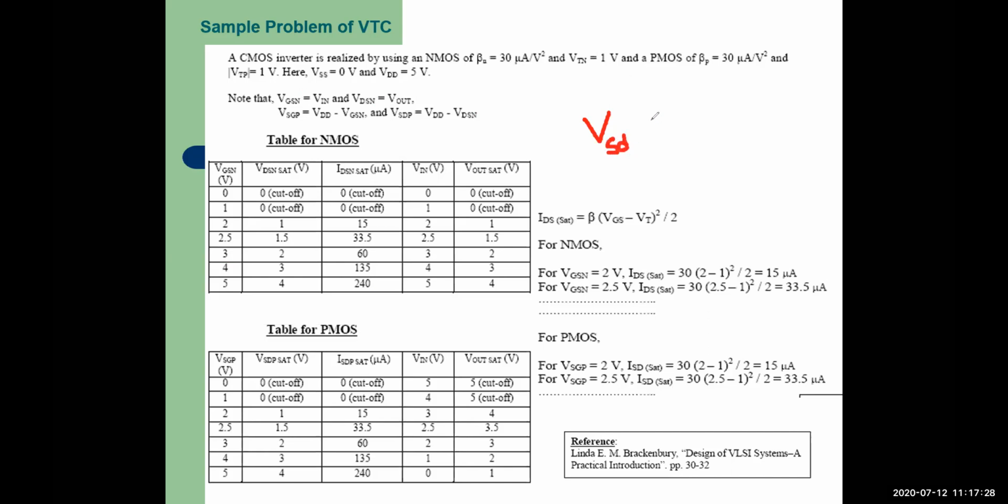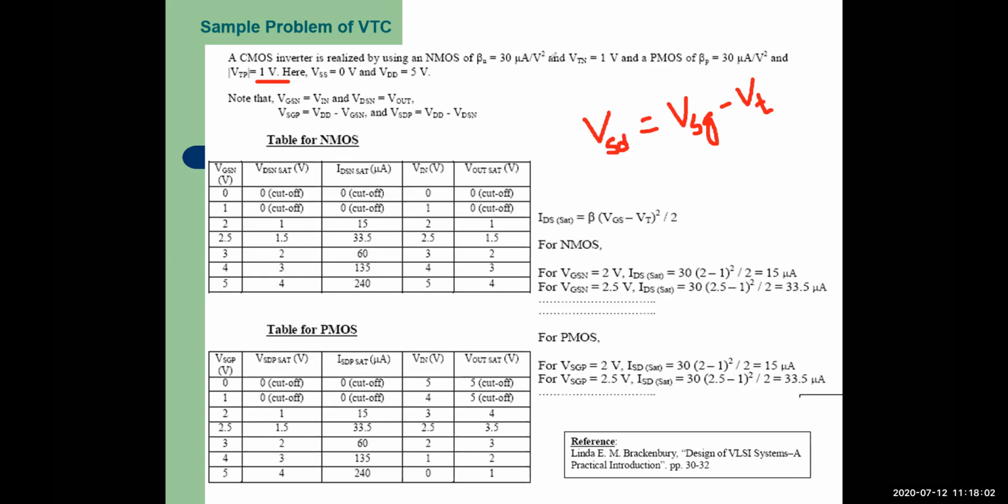VSD for PMOS will be VSG minus VT. Okay? VSD equal to VSG minus VT. That is the starting point of saturation. If it is the starting point of the saturation, so let's use this formula. VSD will be the VSG minus VT. Which VT? This VT, not that. Not that now. This is now.